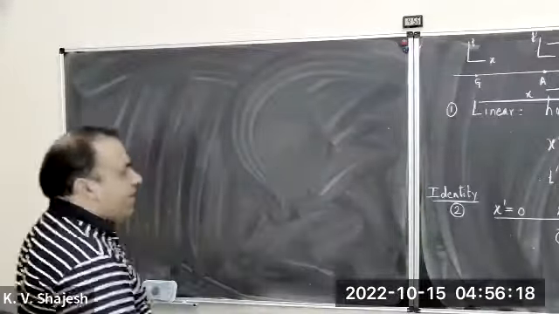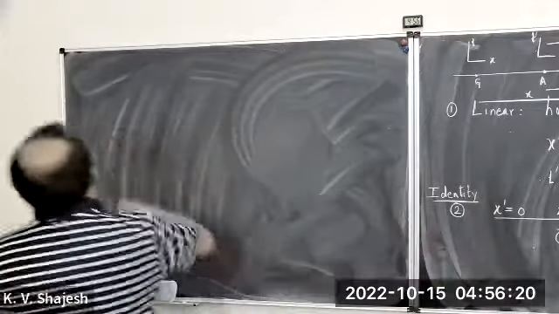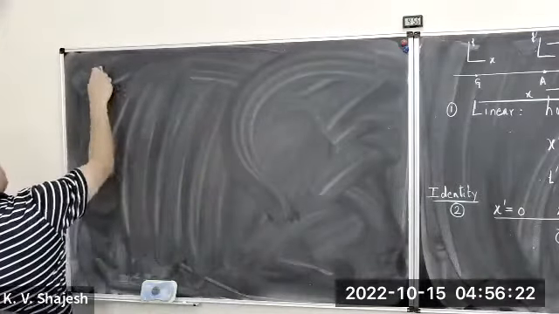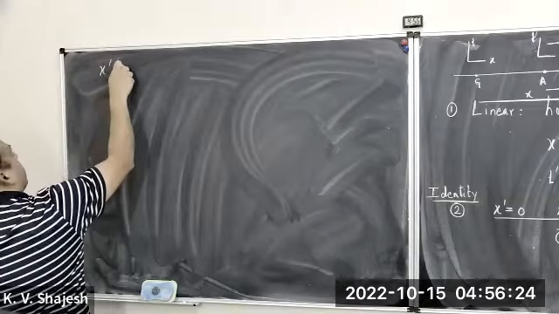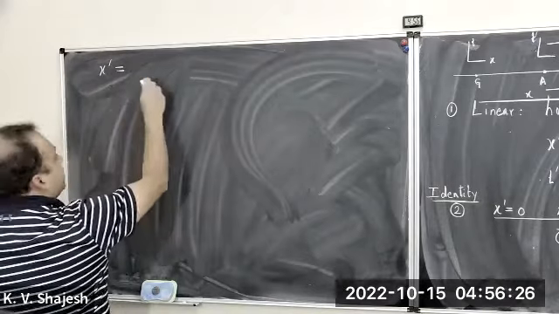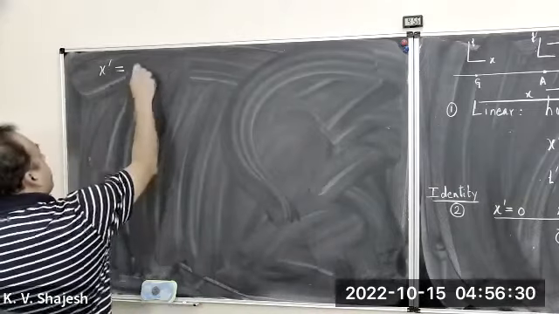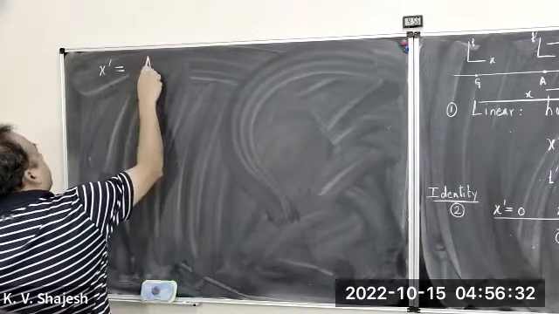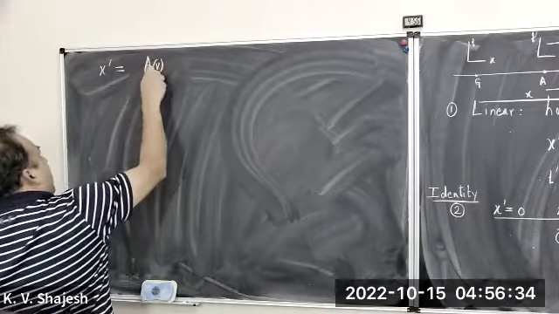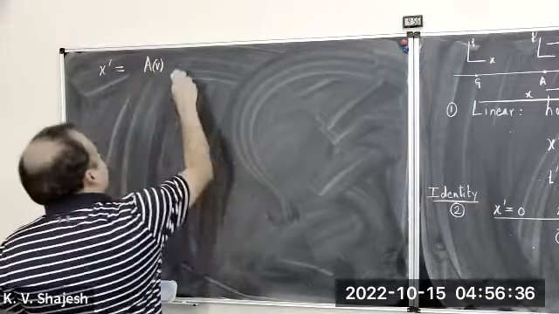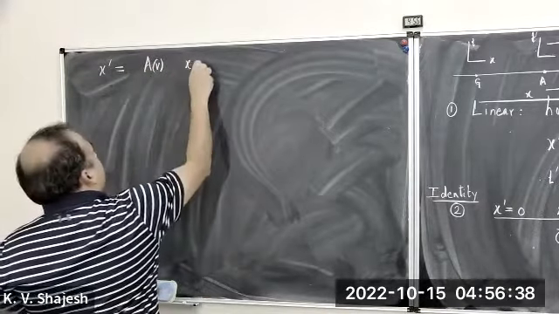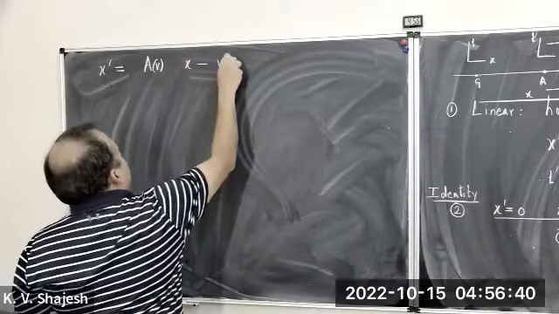So if I use that fact, now I have brought my equations to X prime is equal to A times X. Remember, we had A as a function of V, and then I can write this as x minus vt.